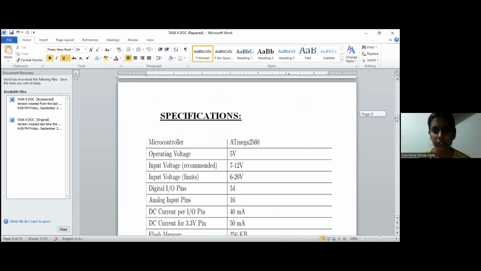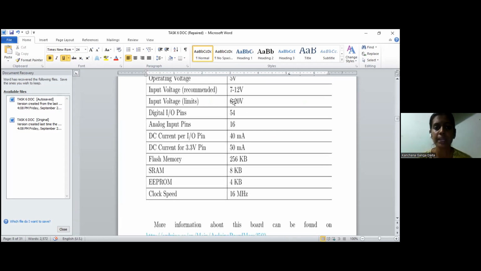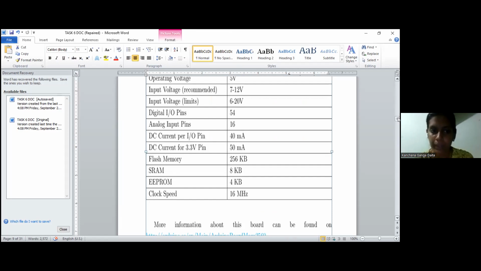So what are the specifications we can use? The input voltage, as we have already said, is 7 to 12 volts, and 20 volts is the limit voltage. Above that we can't use it for DC applications. Digital input/output pins total 54 and analog pins are 16. The DC current we can use is up to 40 milliamps for any of the input voltages other than 3.3 volts, but for 3.3 volts we can use 50 milliamps.